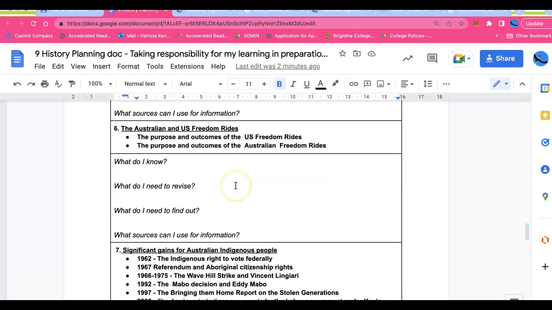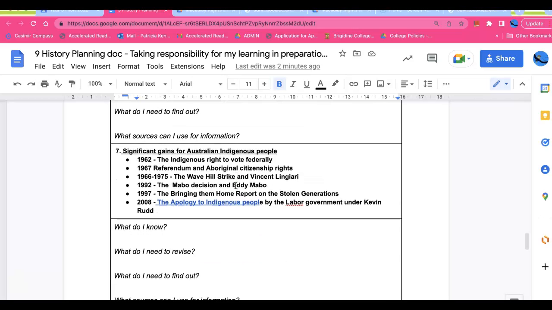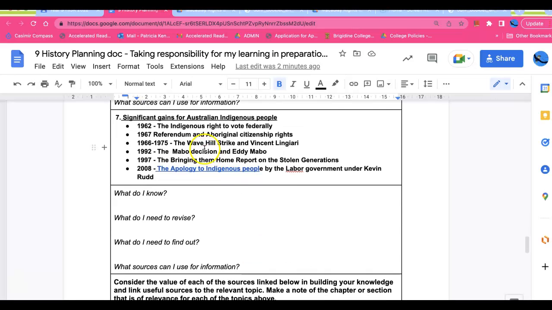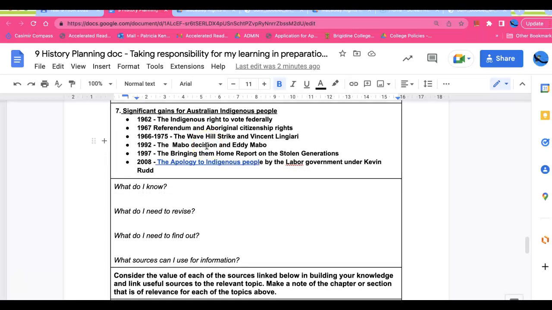Again, look, the Macaulay booklet's got information on all these topics. Significant gains for Australian Indigenous people. There are a few topics here, but if you're going to write about the way that Indigenous access to human rights gradually improved over time, although it's still a work in progress, you must be able to talk about particular events.